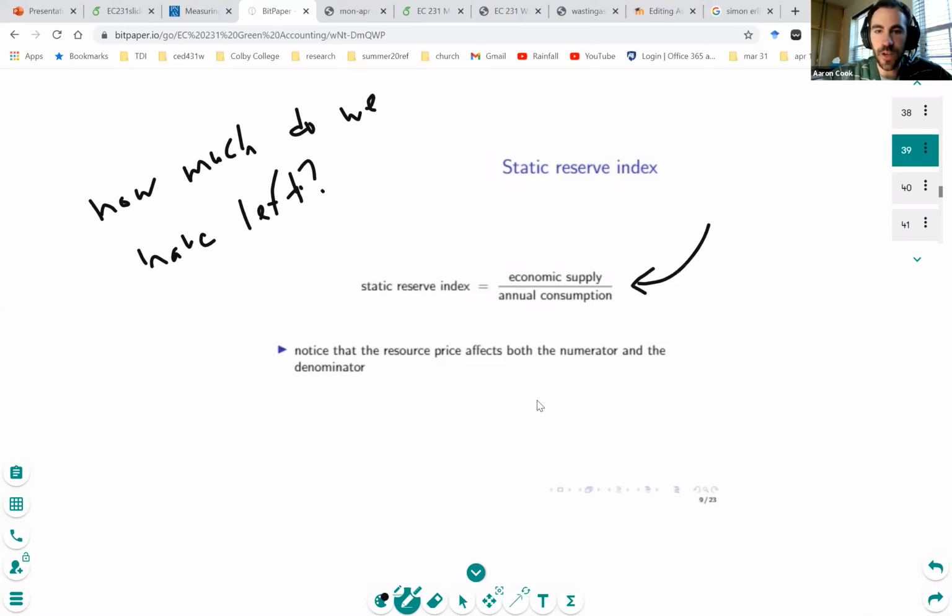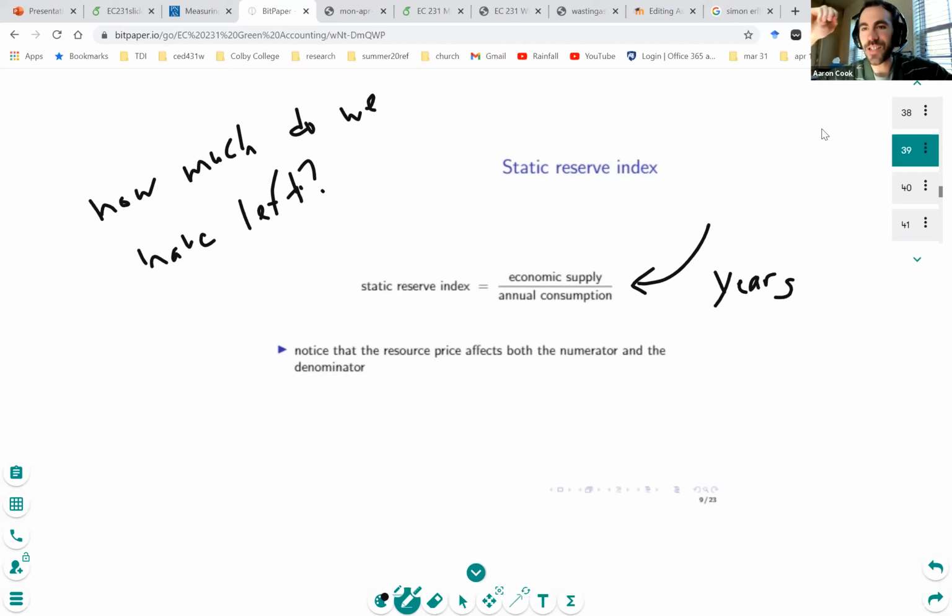One way of measuring that is something called the static reserve index. That's composed of two parts: the economic supply and annual consumption, and you divide economic supply by annual consumption, and that gives you some idea of how many years we have left of a particular resource. We know how much there is, that's the economic supply, or at least how much we can extract profitably at current prices and technology. And then we know our rate of consumption, and we divide the supply by the annual consumption to get the time left before those things run out. So in a sense, this tells you something about how much time we have left for some of these resources.